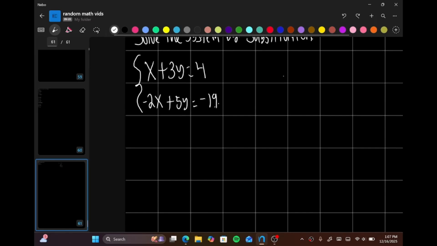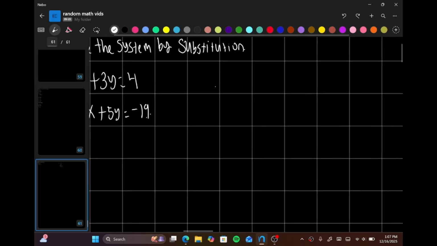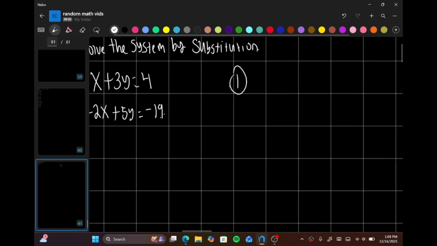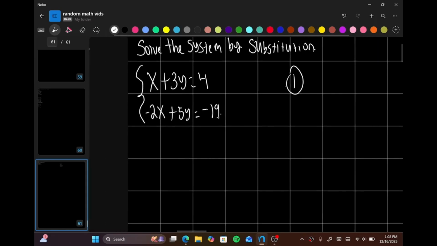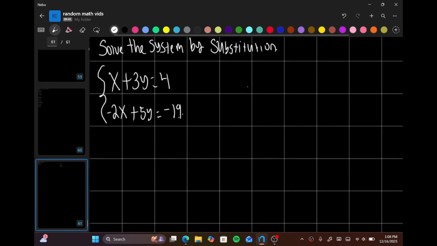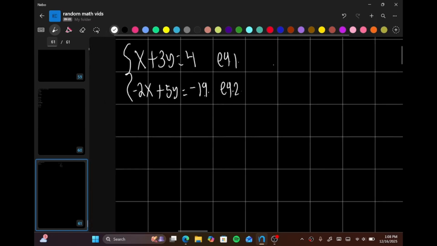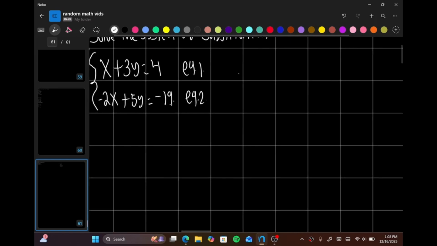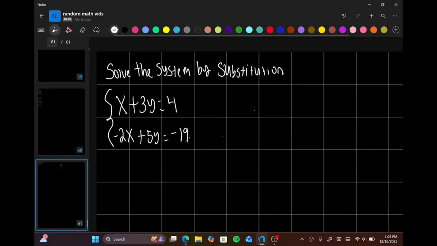So here we have x plus 3y equals 4. Number 1, notice that the x is by itself here. Well, it is just one x there. So let this be equation 1, and let this be equation 2. So this is equation 1, this is equation 2.